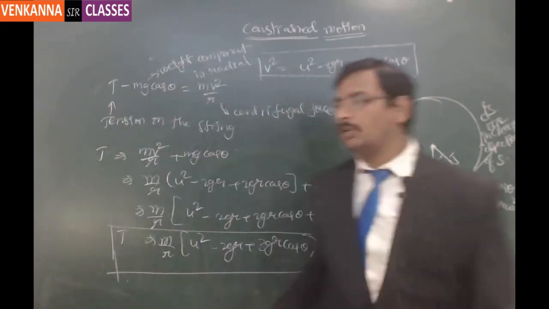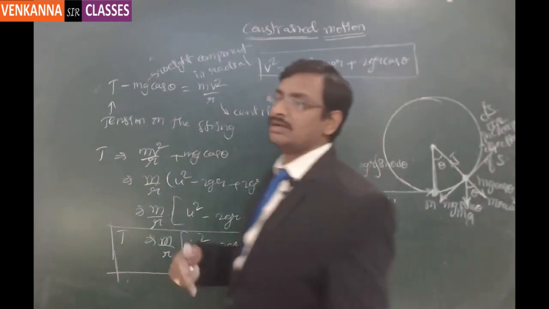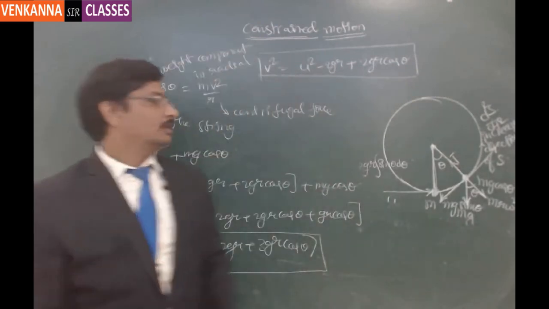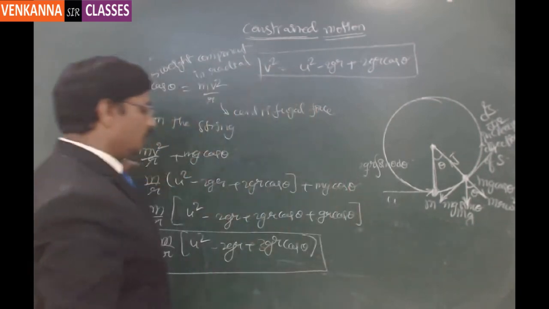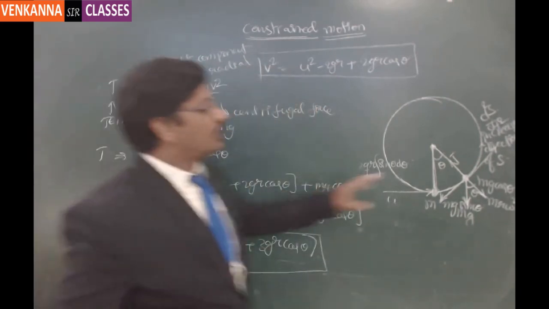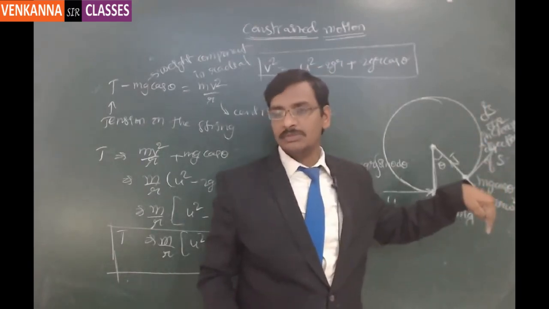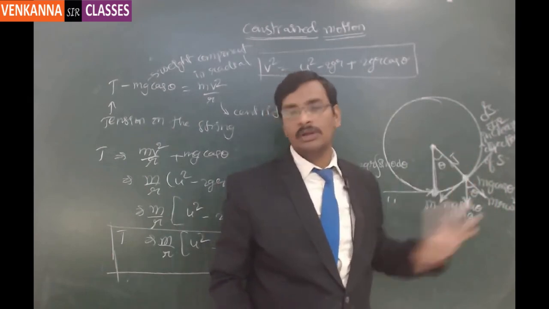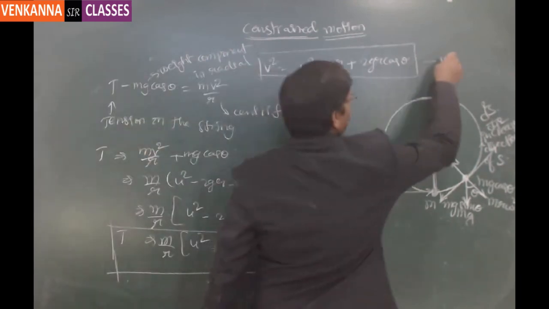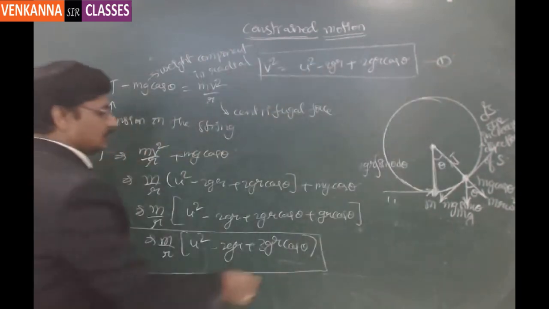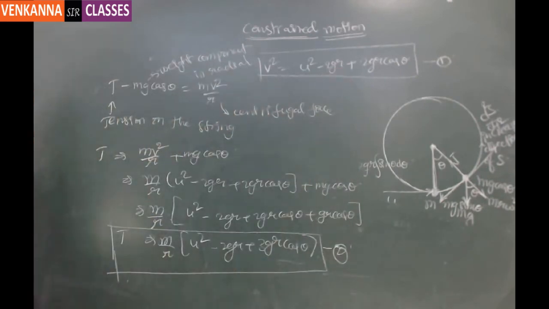So these are the two important relations when the particle moves in a circular fashion under the constraint of a thread which is pulling towards the center. With these relations, we will be able to analyze how far this particle is going to move, and where the tension becomes zero, where the velocity becomes zero, and at what angle that happens. All such analysis we can do with the help of this equation, which is equation number 1, and this equation, which is equation number 2. This is the velocity relation and this is the tension relation.